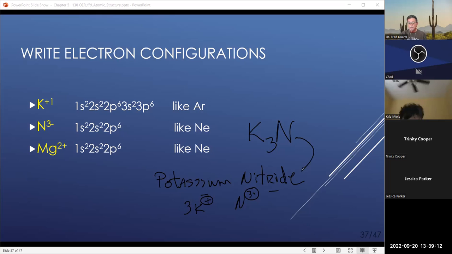And you might be asked to go in both directions, meaning if I have the formula, give me the name, and if I have the name, give me the formula. And if I have the name, I have to convert them first into ions. And to know what ions they are, I have to go back to the group that they're in to determine whether they gain electrons or lose electrons, and that tells me what kind of charge they have.